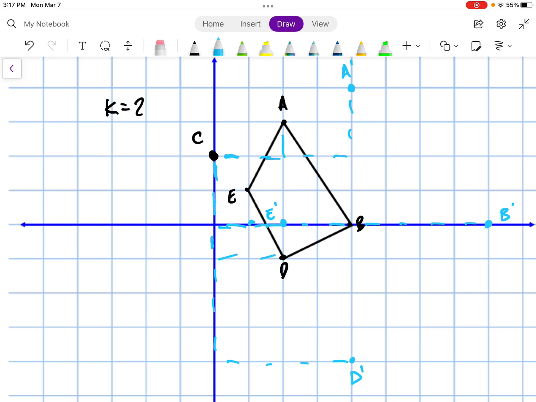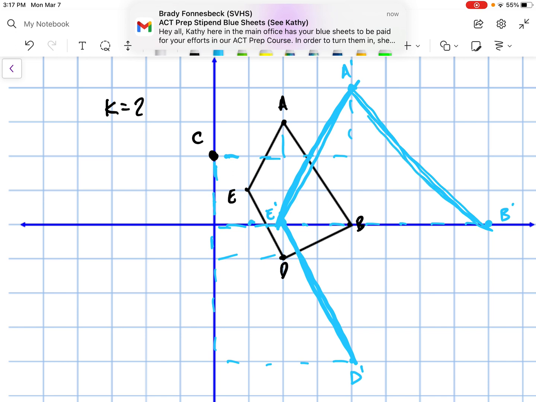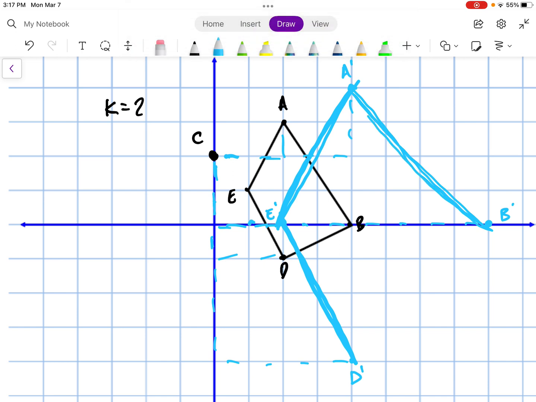Okay, let's connect those points. So I'm going to grab a straight edge. If you're making it there too, you can grab a straight edge and connect. I can't do the straight edge, but you guys can. Connect those points. And what should happen is you should end up with the same shape. It's just a different size.